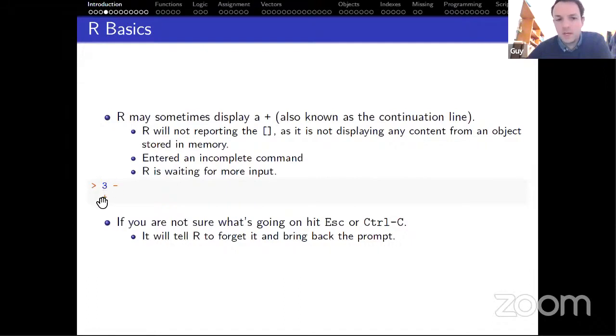It's giving us a plus sign, telling us not that we want to mathematically add something, but that we want to add some more code, because at the moment it doesn't know what to do with 3 minus. It needs something else to complete the code to be able to do the calculation. So occasionally I recommend, if you're getting this and you're not sure what's going on, you're always seeing a plus, you're not seeing these square brackets, then you can get out by pressing Escape or Control C, and this will allow you to get back to a fresh reset of the R commands.